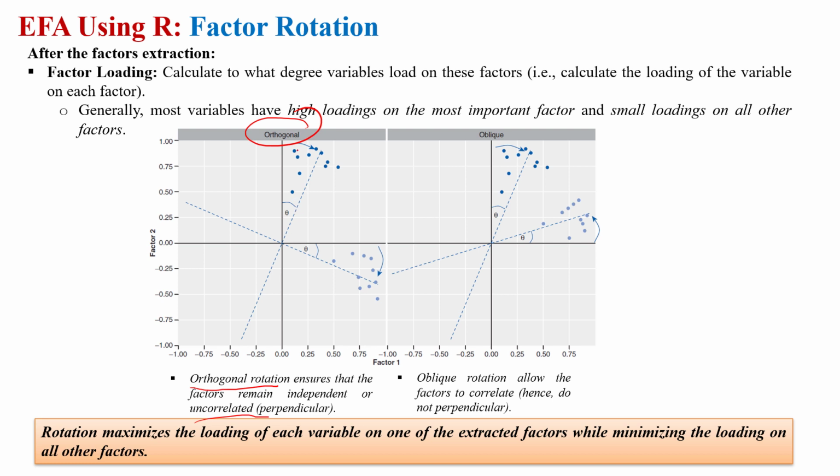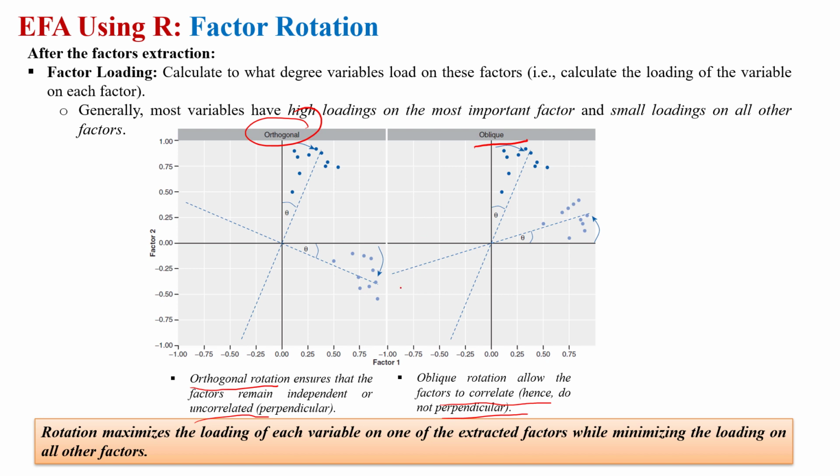But there are certain areas, such as psychology, in which those factors shouldn't be 100% independent. They may have certain correlation. So if you want such a relationship between those factors, then we can use oblique rotation. Okay, so that means we want those factors to have certain correlation.